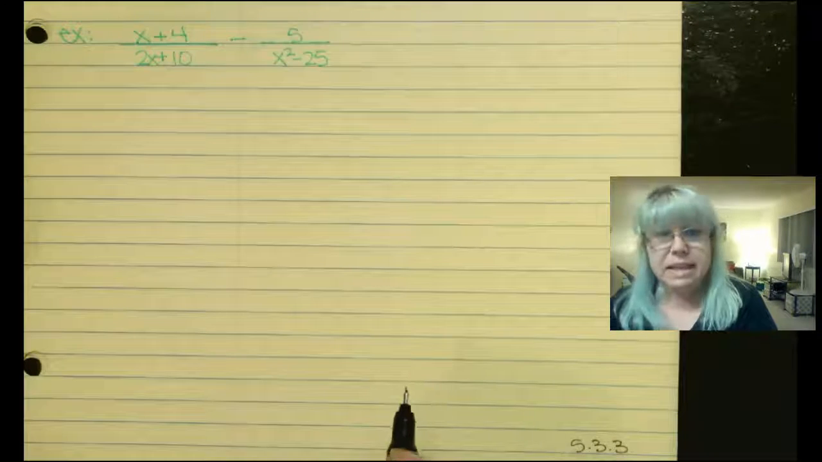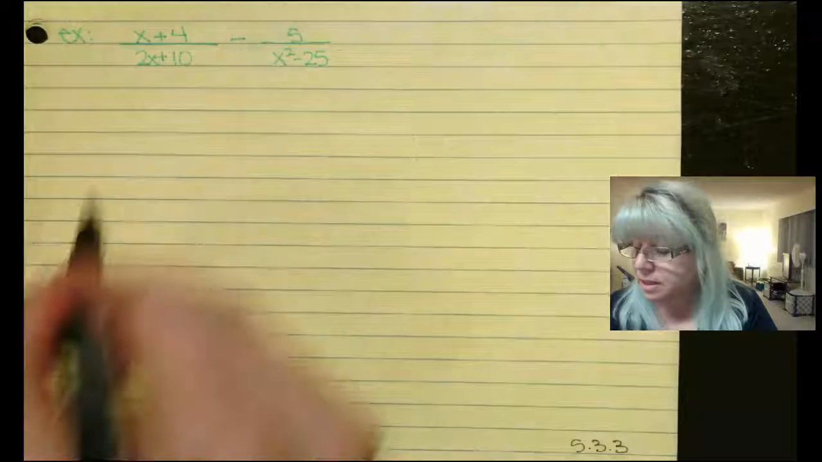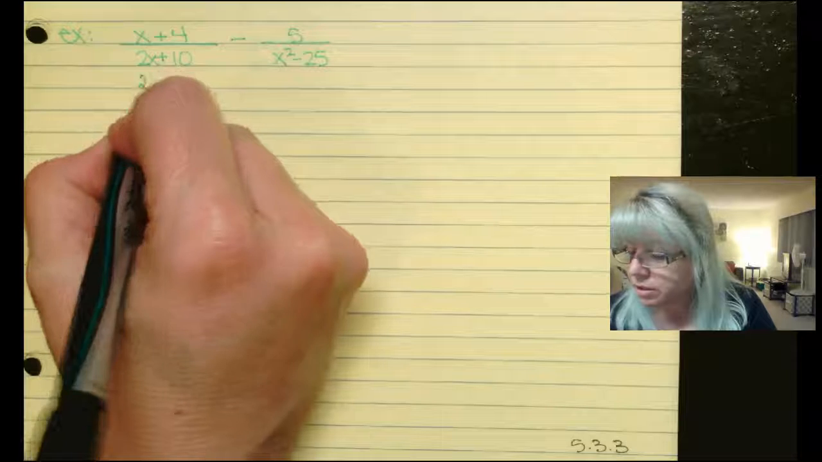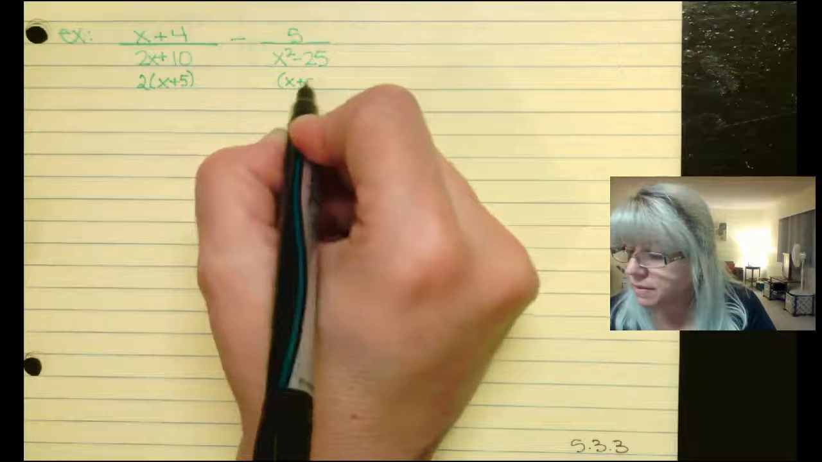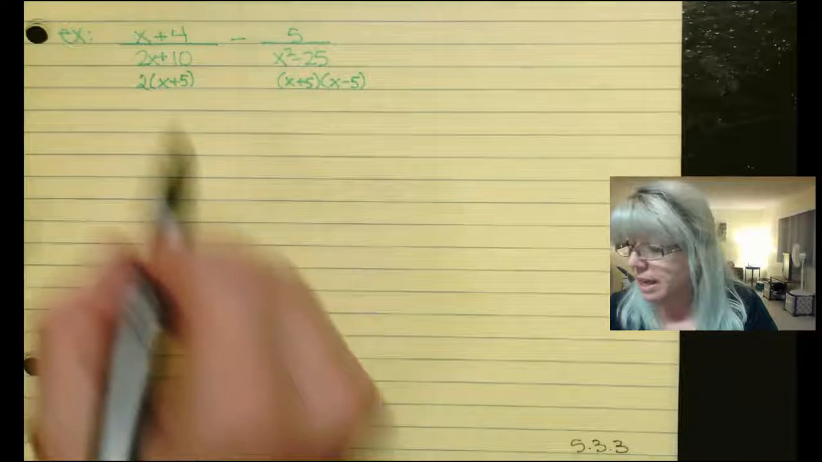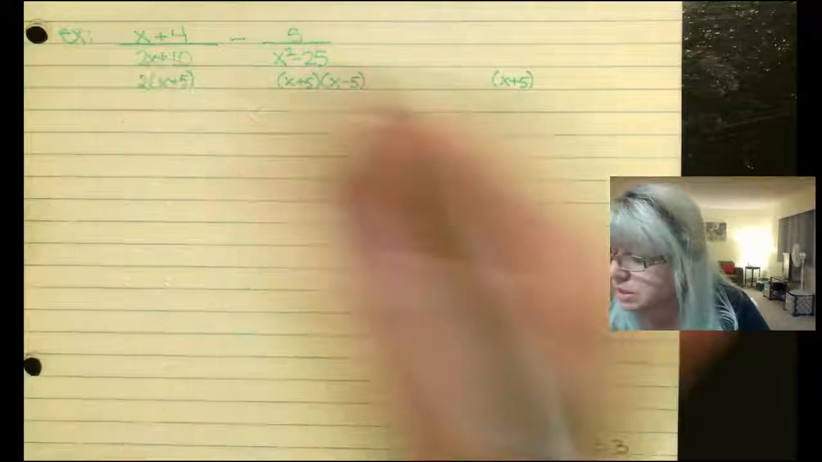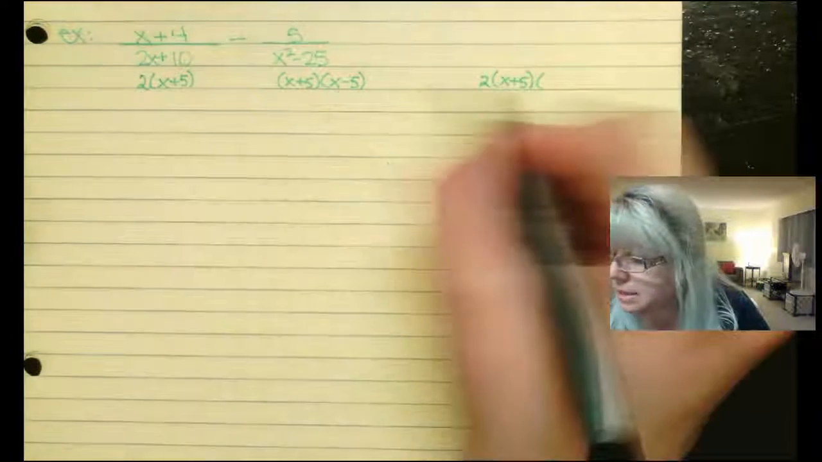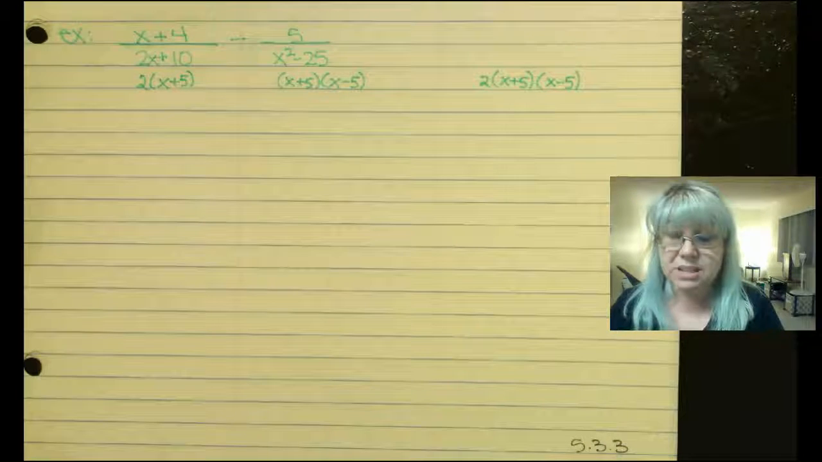Okay, so let's do the same thing here. I have different denominators, so I need to find the LCD of each denominator. To save paper, I'm just going to try and work in a small space here. I'm going to factor the first denominator, 2x plus 5, and x plus 5x minus 5. Therefore, they share the x plus 5 in common, but they also need this 2, and they need this x minus 5. So the LCD is 2 times x plus 5, x minus 5.